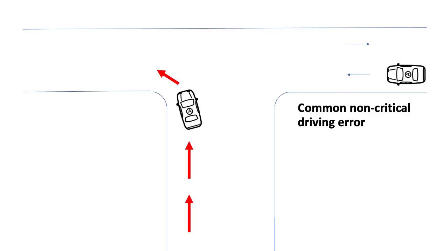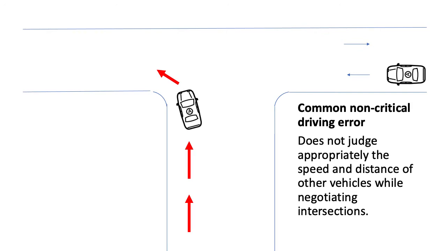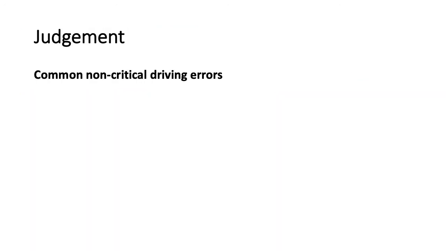In this situation, we've got vehicle A taking a left turn and must make sure that there's sufficient space with the oncoming vehicle. So a common non-critical error in turning situations is does not judge appropriately the speed and distance of other vehicles while negotiating intersections.